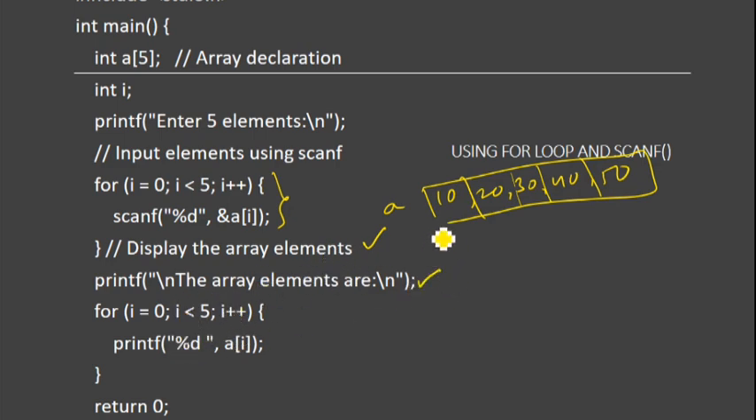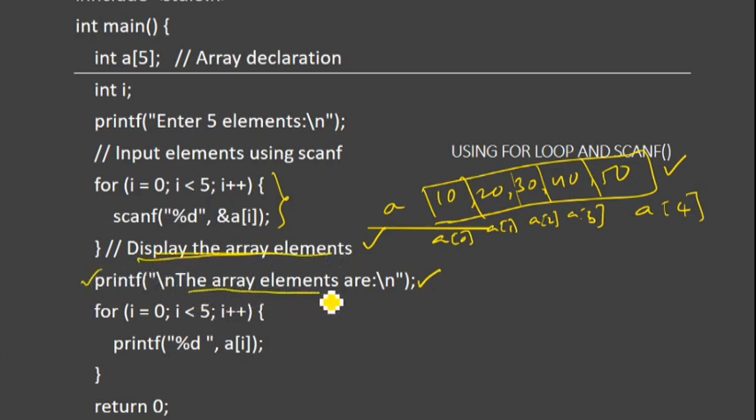Now, in order to display onto the screen, previously we took the values from the keyboard and stored them in the variable a. So it is a[0], a[1], a[2], a[3], a[4]. Now you have to display these values of a onto the screen. So you use printf to display the array message, which will be printed as it is onto the screen.